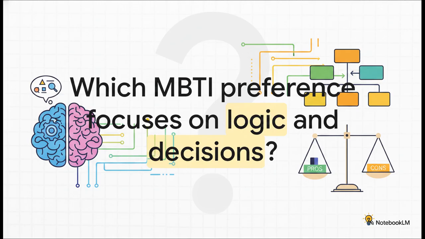Which MBTI type preference focuses fundamentally on logic and objective decision-making? Is it A, feeling, B, thinking, C, intuition, or D, perceiving? Well, the correct answer is B, thinking. Logic-driven, analytical decision-making is pretty much the hallmark of the thinking preference.